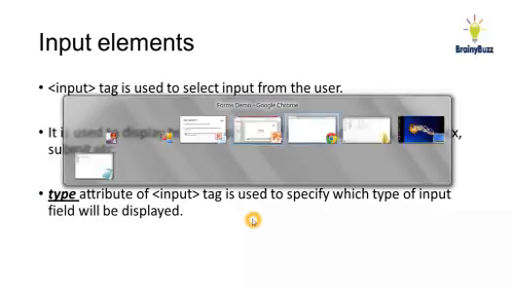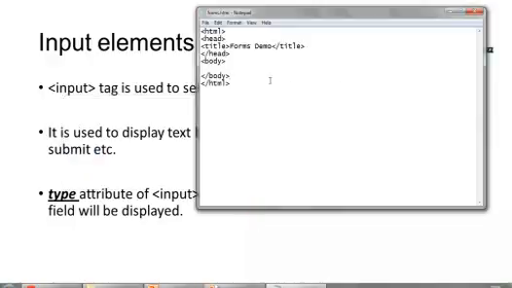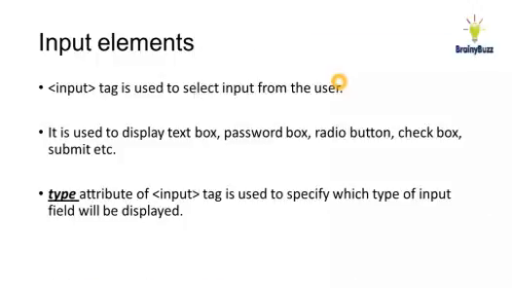So let's see an example of the forms. I have created a structure for the HTML page, so I'll put a form tag in this. So basically it is the opening and the closing tags of the form. Over here you put the input elements. Input elements are used to select the input from the user. Like you want to display a text box or password box, radio button, check boxes, submit buttons, etc. Basically the type attribute of the input tag is used to specify which type of input field will be displayed.